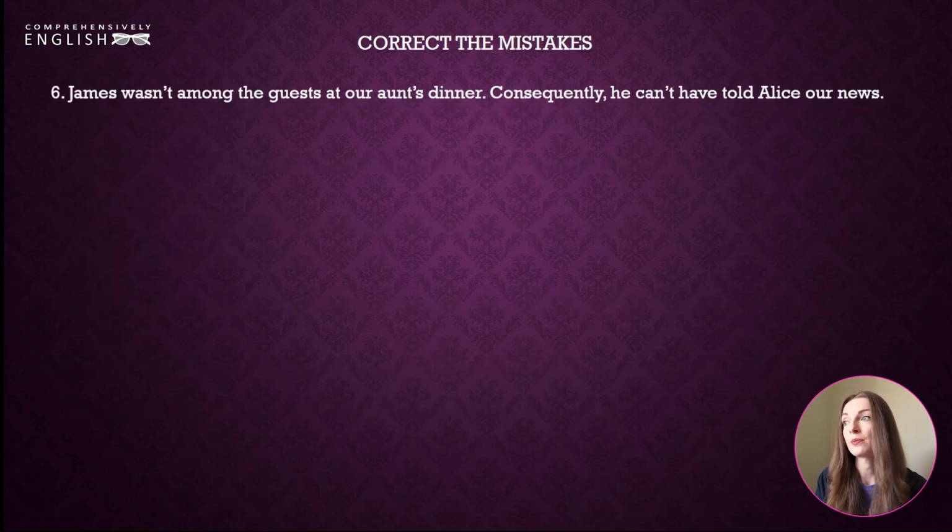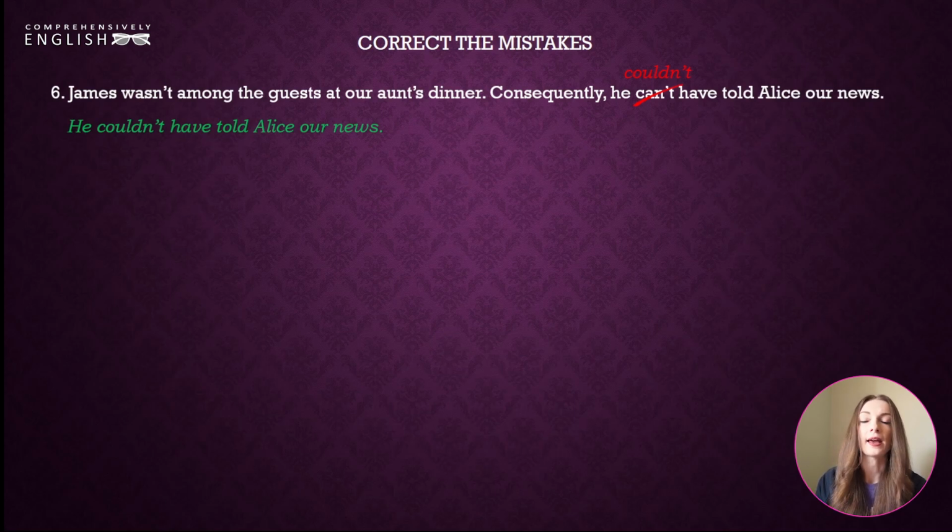Sentence number 6. James wasn't among the guests at our aunt's dinner. Consequently, he can't have told Alice our news. So what's wrong here? Can't is incorrect because we should say couldn't. He couldn't have told Alice our news. We know that can't and couldn't can be used together with the perfect infinitive to speak about something that we do not believe in, to express disbelief, yeah, or doubt in the past.